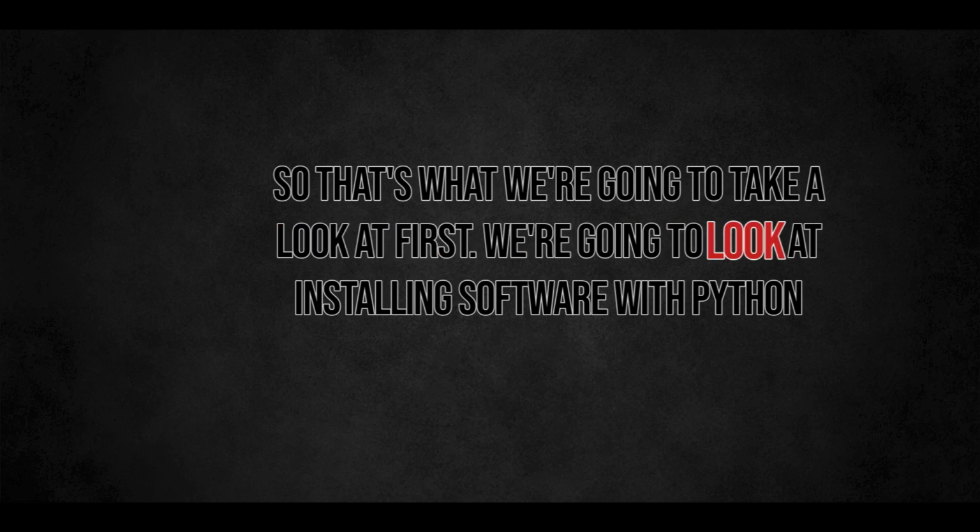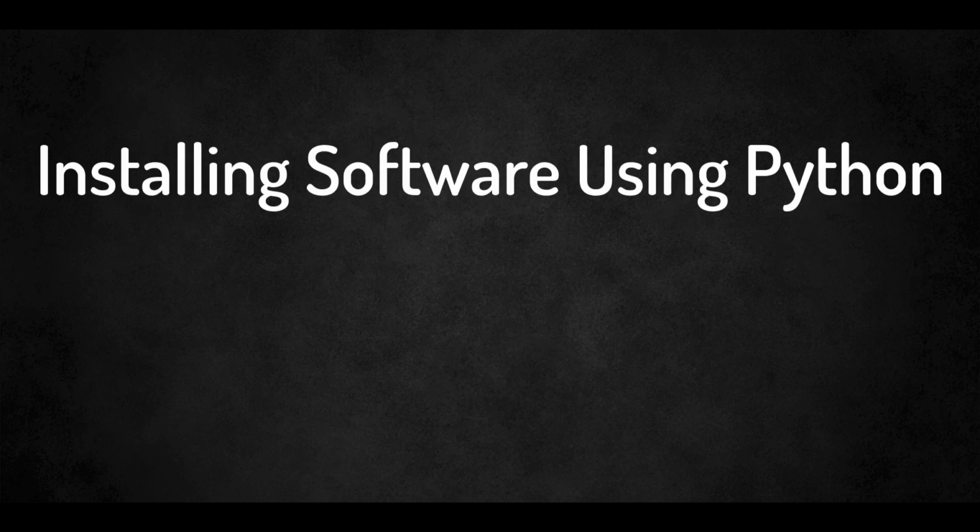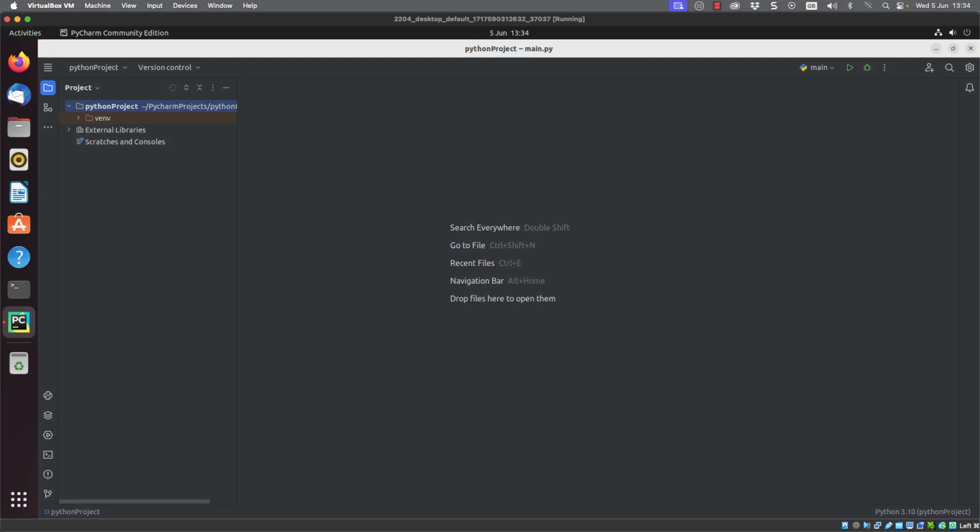We're going to look at installing software with Python rather than using an infrastructure as code product, maybe like Ansible. Hello and welcome to PyCharm on my Ubuntu Linux system. And we're going to take a look at a Python script that can determine the operating system that we're running on, or release the Linux distribution, so we can use the correct packaging tool to install software.